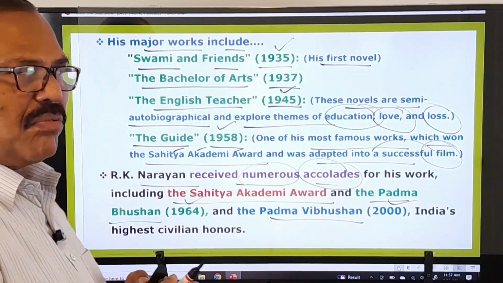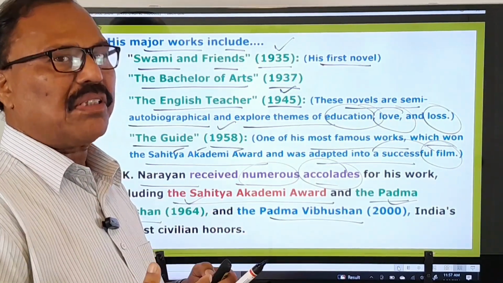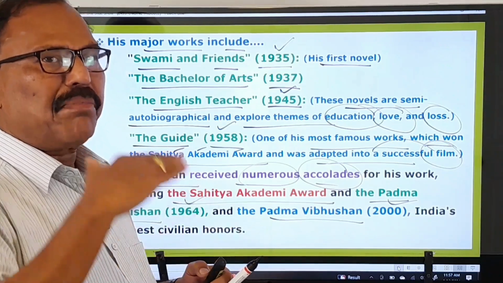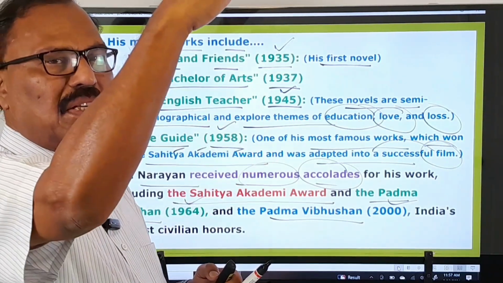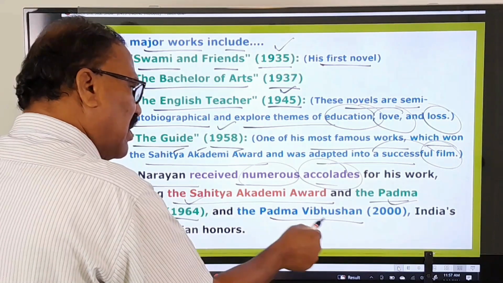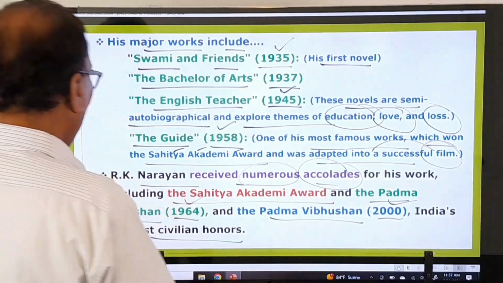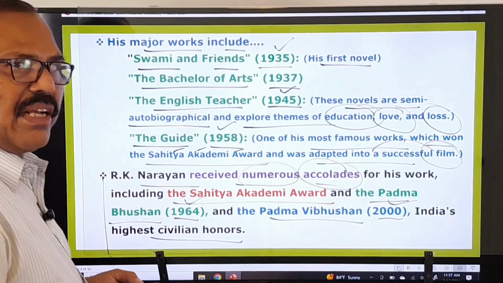Okay, now we have ranges in the Indian awards, the supreme awards. What are they? Padma Shri, Padma Bhushan, Padma Vibhushan. So he received this Padma Bhushan in 1964. He received the Padma Vibhushan in the year 2000. Right. Now you move on to other important points about this great writer.